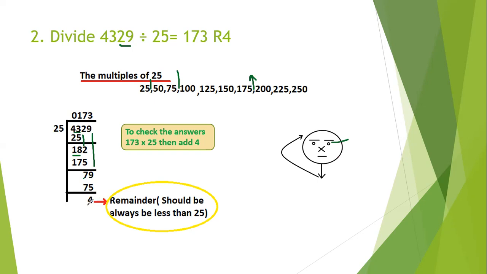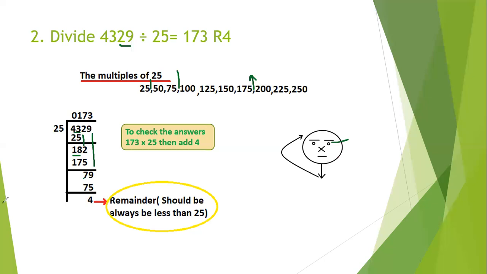And the remainder should always be smaller than the divisor. Because if it's 25, so it's divisible. 25 divided by 25 equals 1, and 1 times 25 equals 25. And when you subtract, 0. Or if it's more, you can also divide it and there will be another remainder. So the remainder always should be smaller than 25.